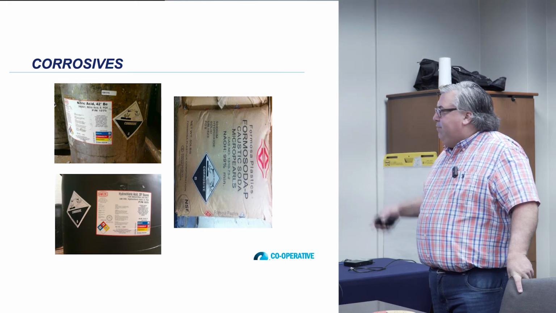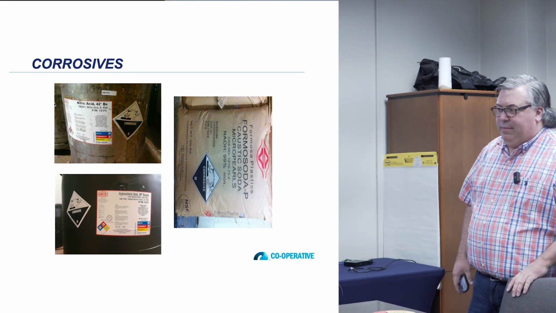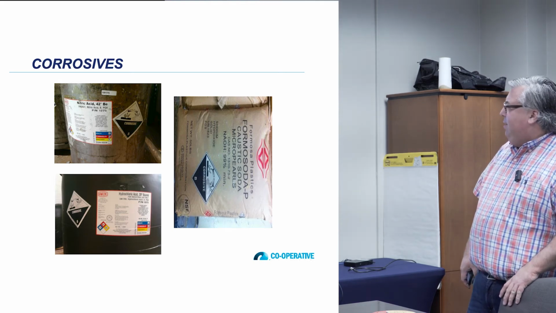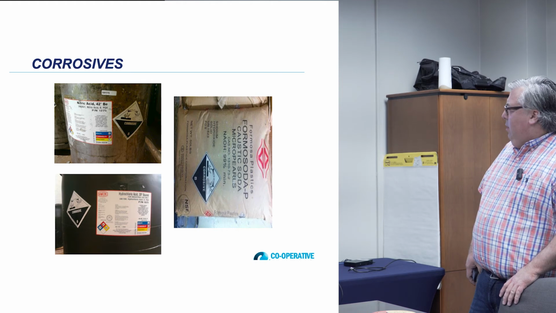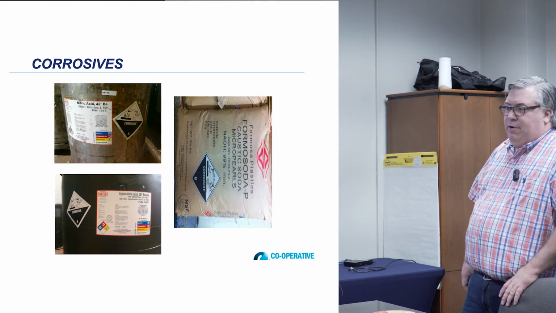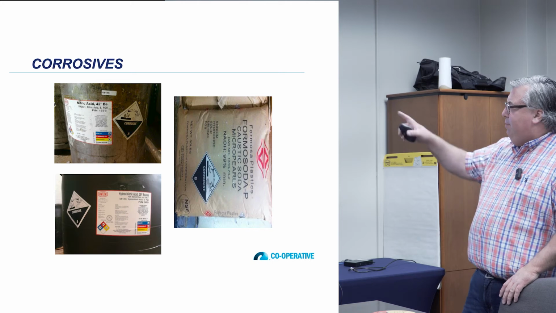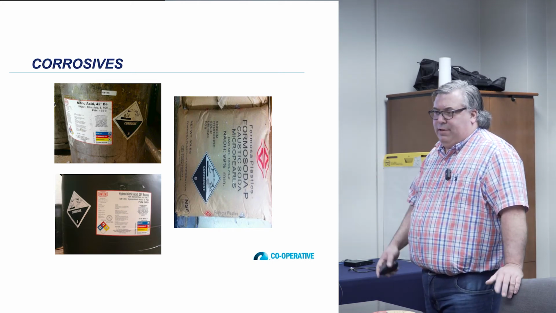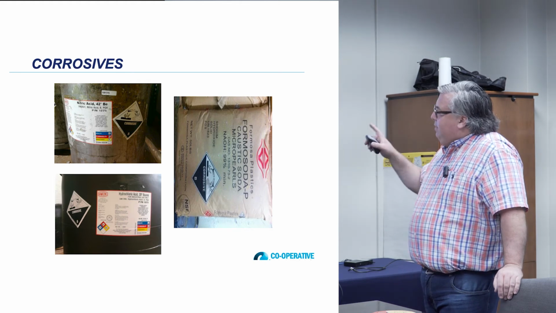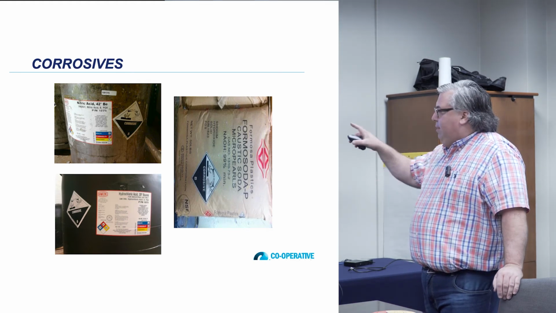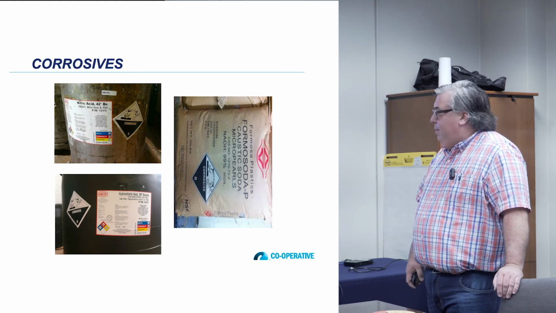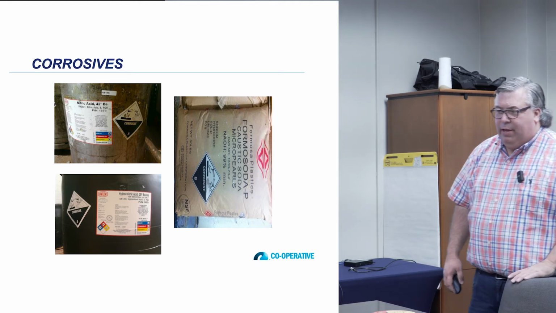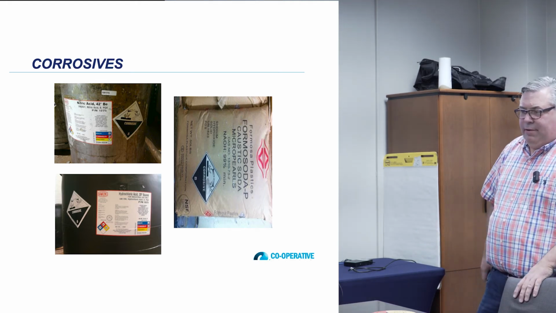Notice most of them have a DOT label on it. We didn't talk about that before, but that's a Department of Transportation label, that diamond shape, that says corrosive. All of our acids and strong bases are corrosives. So anything that says acid on the label, like the nitric acid or hydrochloric acid, you can assume is a corrosive. Anything that says caustic or has the OH in the name, or hydroxide of any sort, is a strong alkaline or a strong base, that's going to be a corrosive.